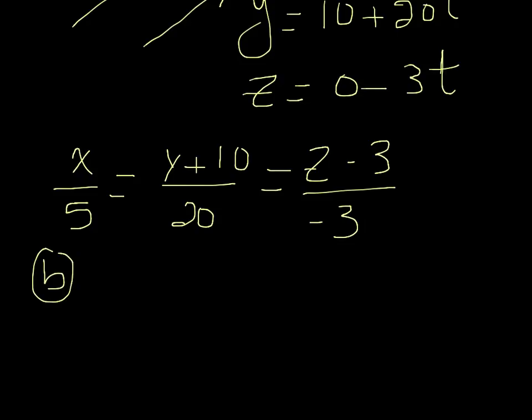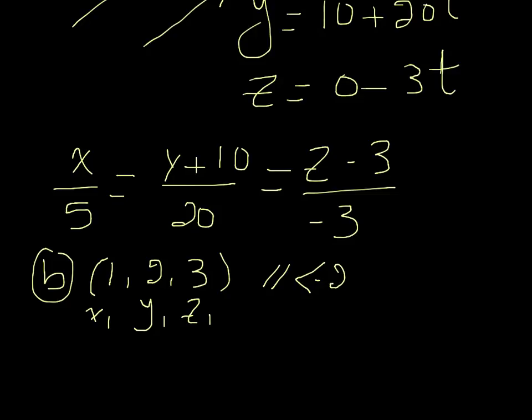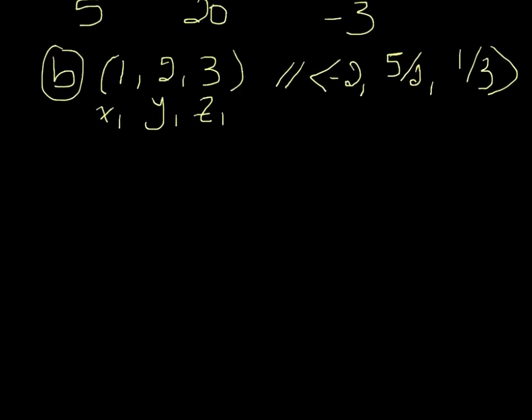Part B. Write an equation of a line that goes through the point 1, 2, 3, which we're going to call x1, y1, z1, and it's parallel to a vector that's given to you: -2, 5/2, and 1/3. The only thing I need you to recognize here is this vector is going to be your A, B, C. However, when we write an equation of a line, I don't want it to be in fraction form. Can I multiply the whole vector by the common denominator and make it a little bit longer? The common denominator is 6. If I multiply a vector by 6, it's okay. You're not changing anything. You're just making the vector a little bit longer. It's still parallel to the line.